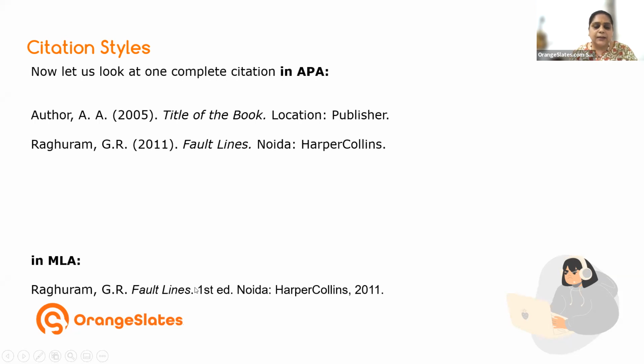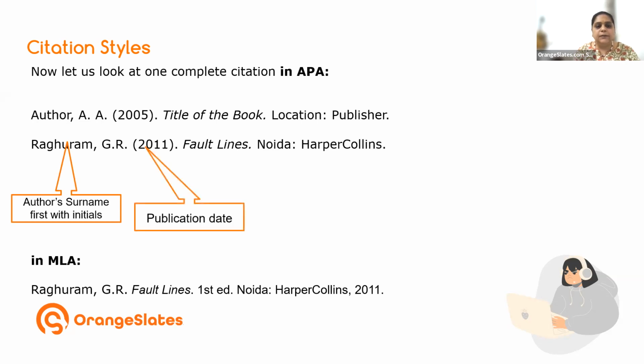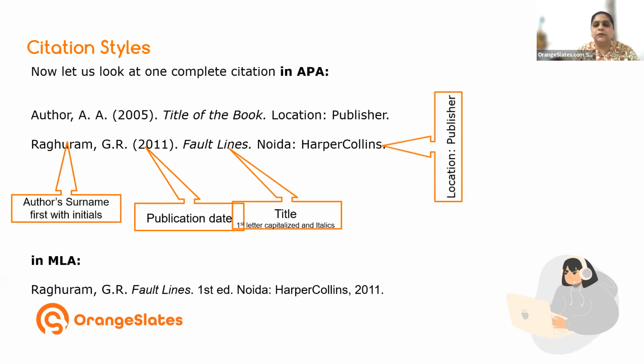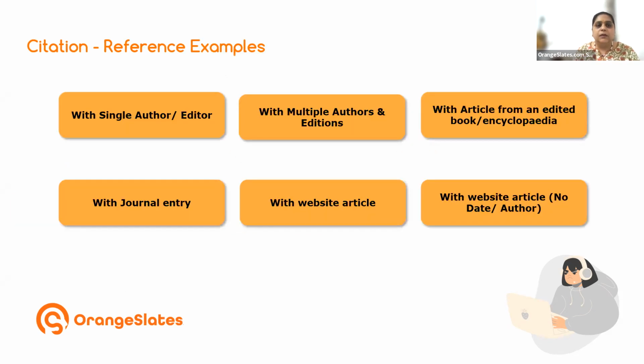Similarly, citation style in MLA is the same. Only here you have the book name in the beginning and the year in the end. So most citation styles will follow at least these four. Where they come is not important, but these four elements will always come. So there is the author name, the publication year, then you have the title, and you have the location and the publisher.